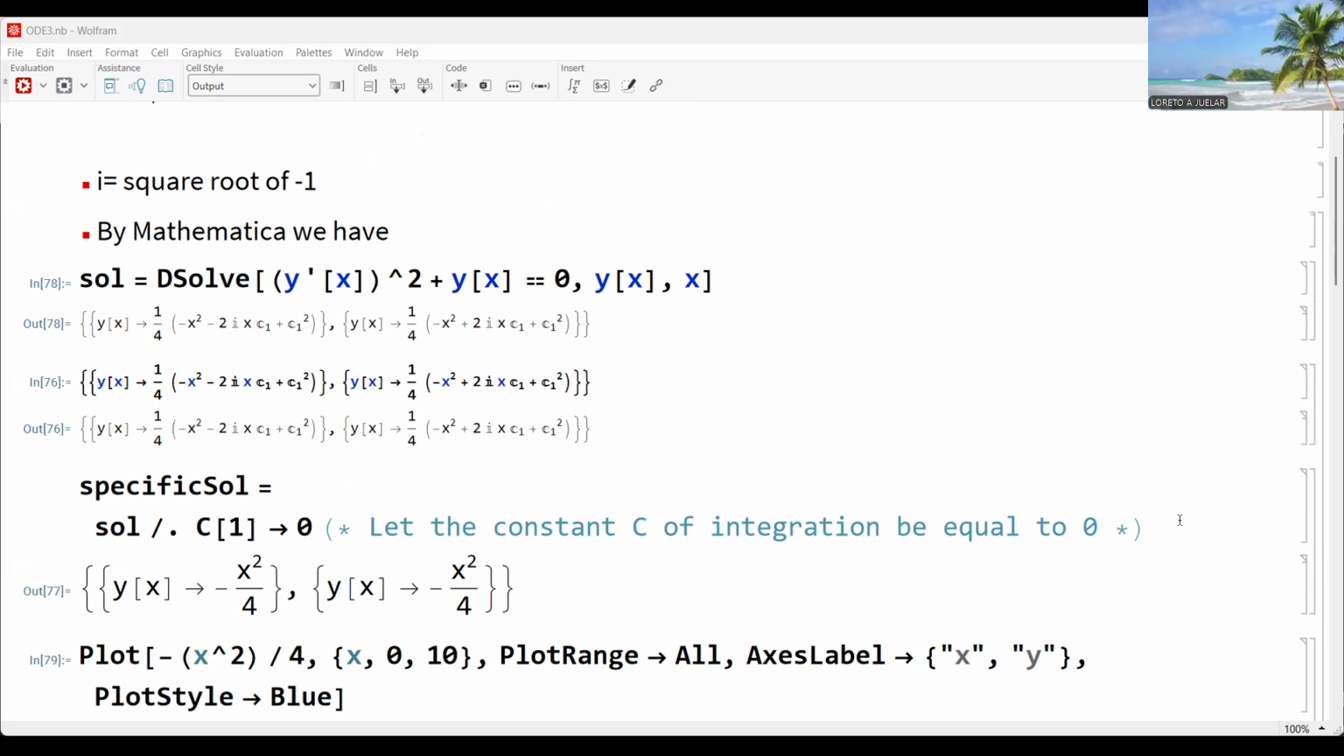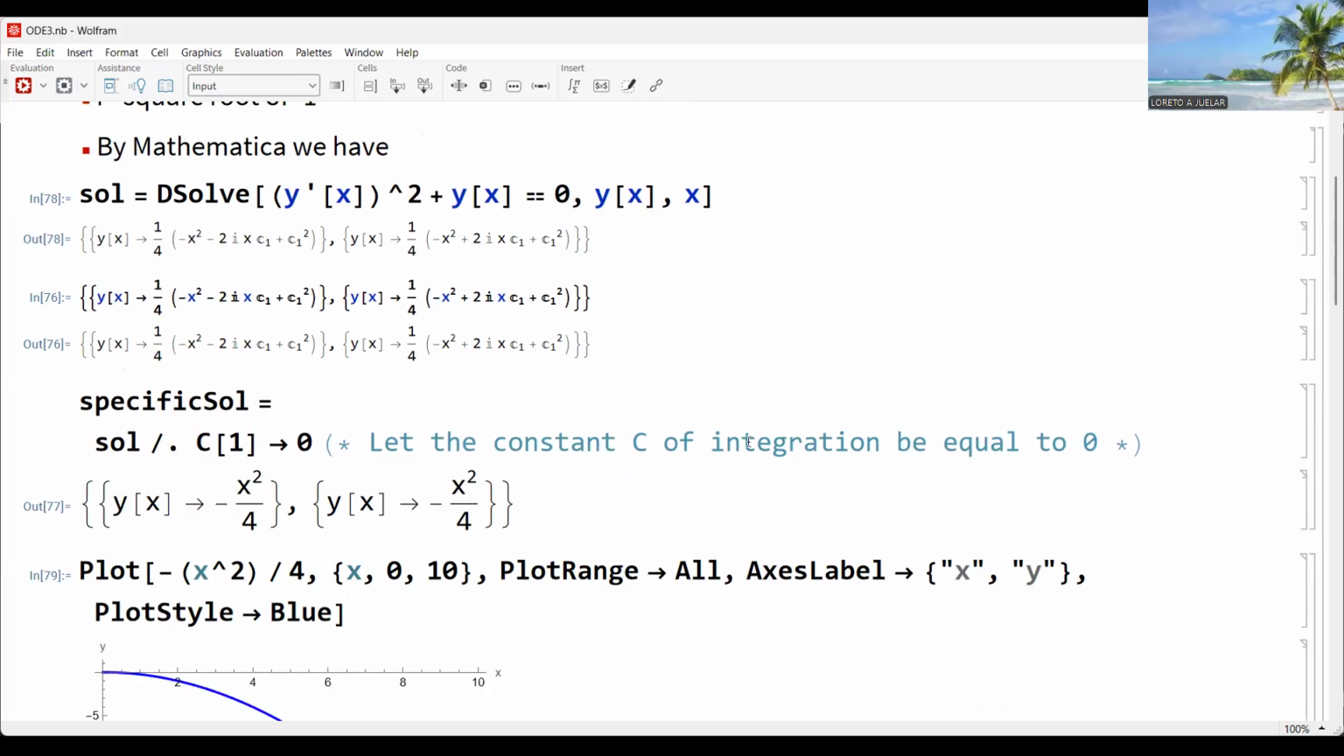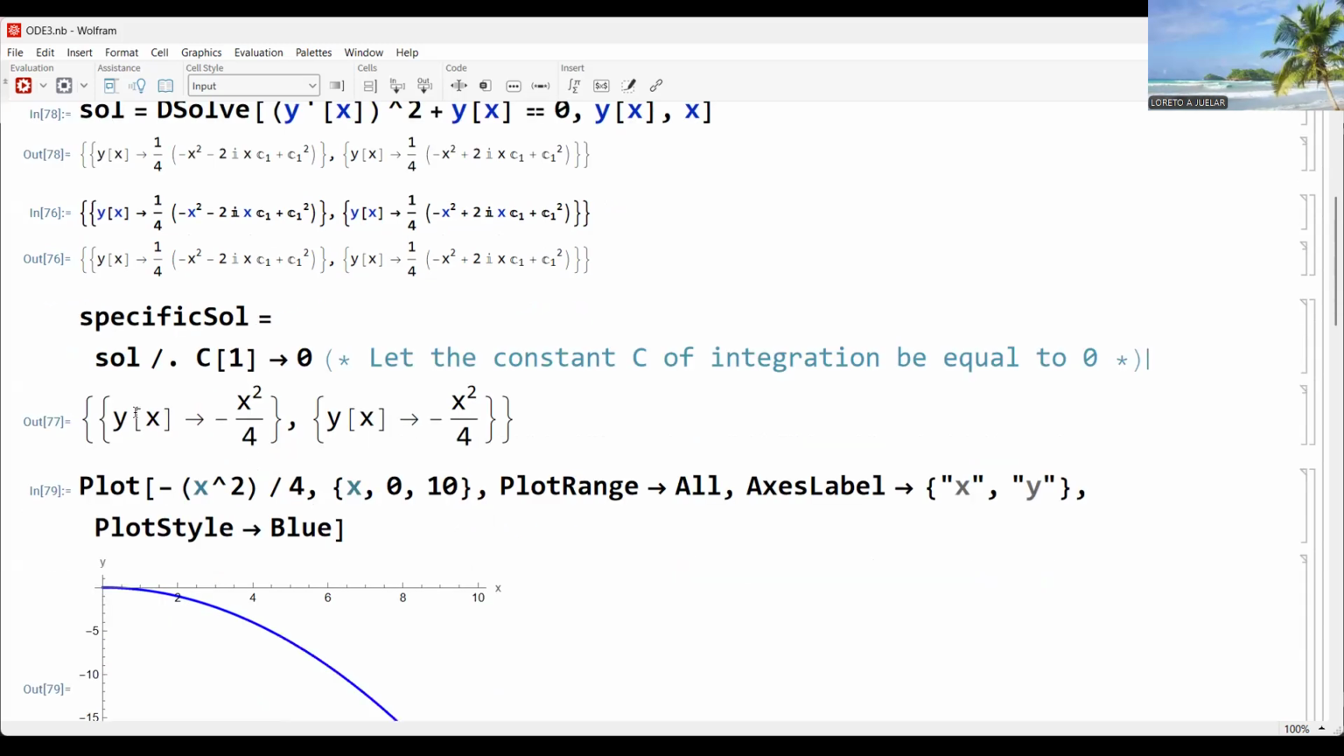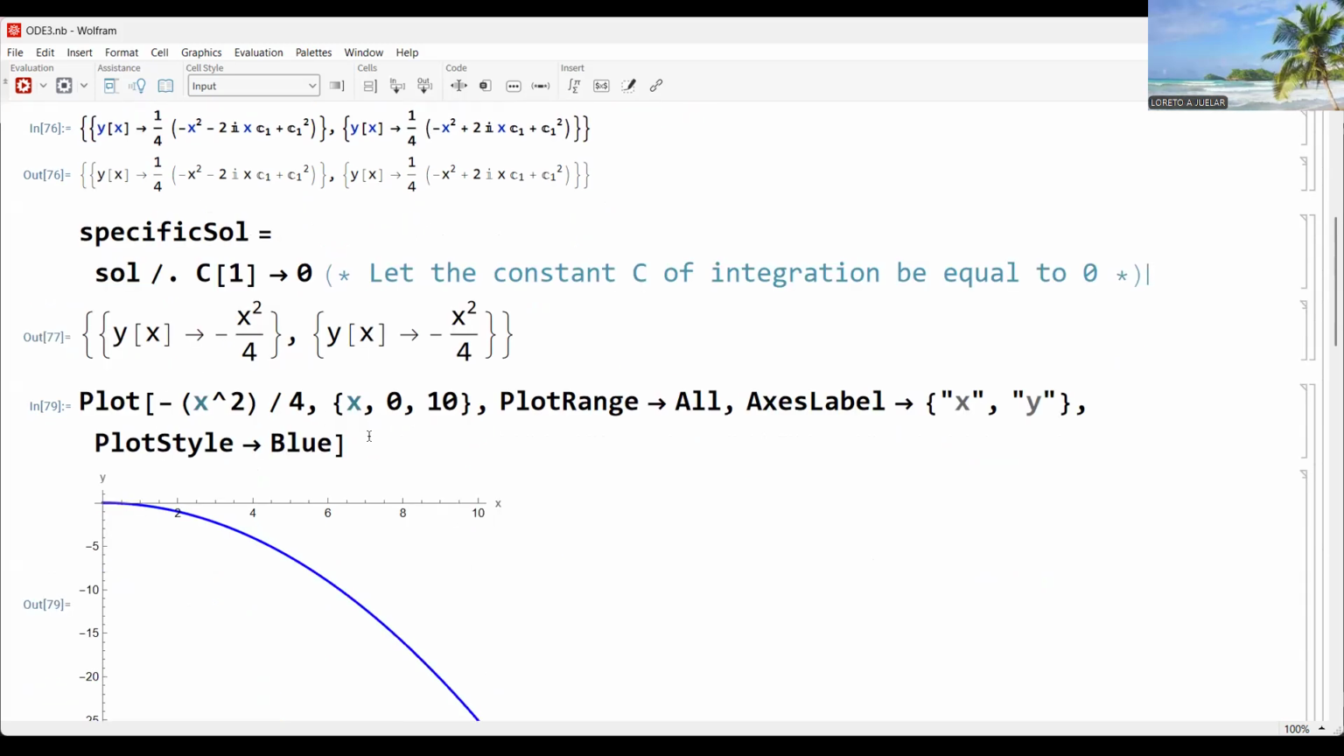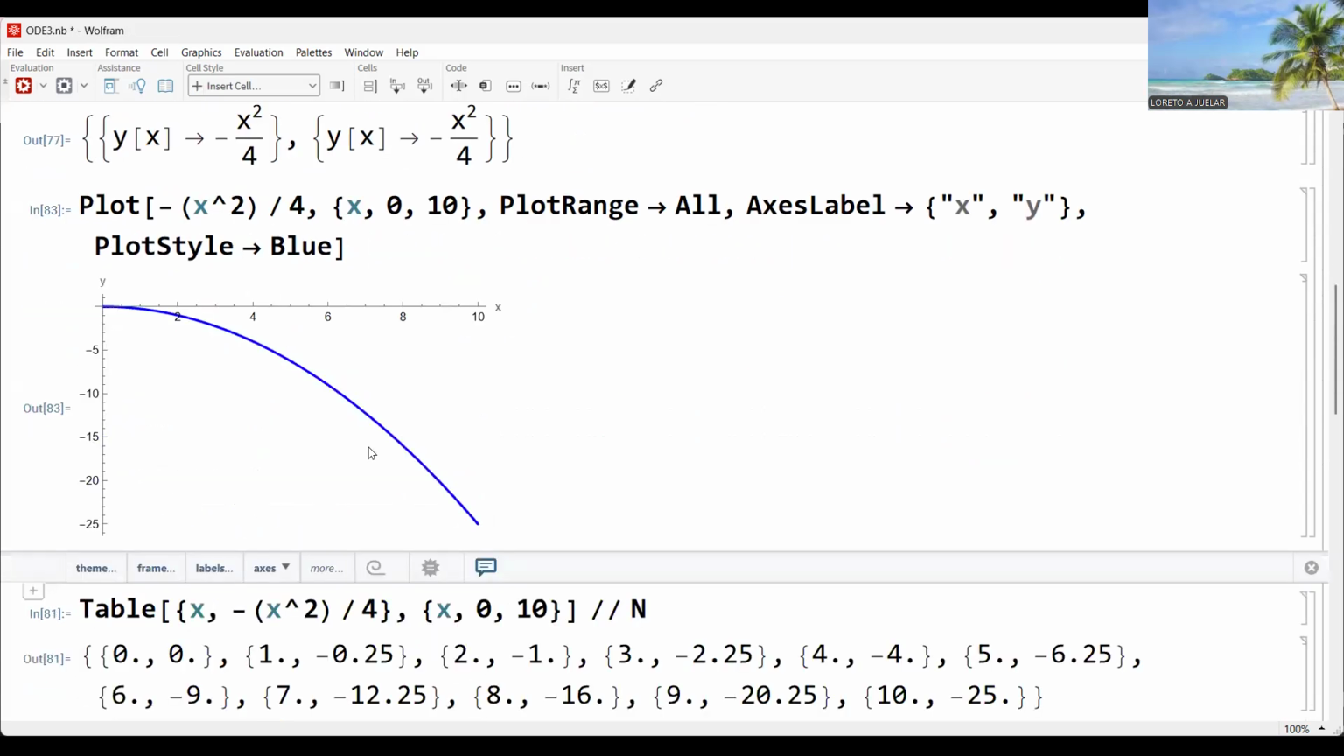Now for the specific solution here, let the constant c of integration be equal to 0. So we have the particular solution if c equal to 0. Our solution is y equal to negative x squared over 4. Then this is the plot of our solution.